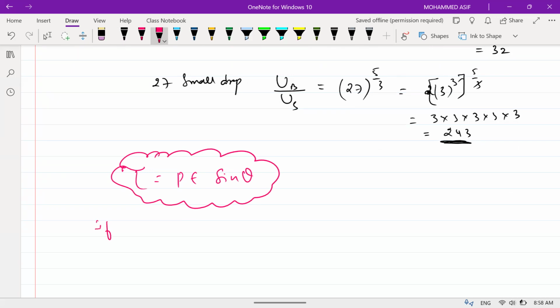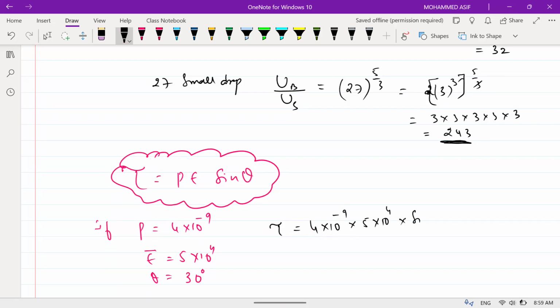Question: if I give you the dipole moment as 4 into 10 power minus 9 and the electric field as 5 into 10 power 4, aligned at an angle theta equal to 30 degrees, what is the torque? What will be the formula? Torque acting on the dipole is equal to 4 into 10 power minus 9 multiplied by 5 into 10 power 4 into sine of 30.